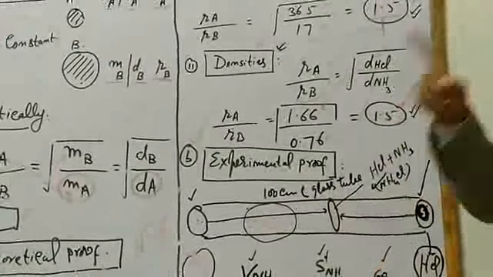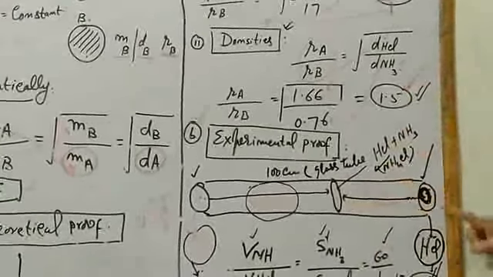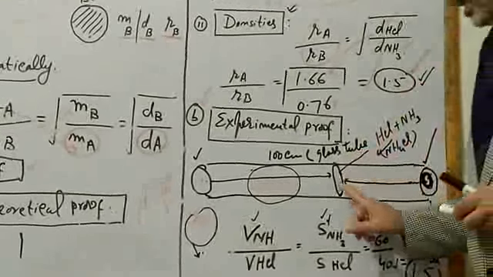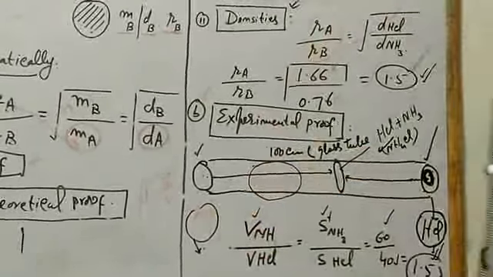The white ring of NH4Cl which is formed is near to what end? So it is near to the HCl end and it is away from the ammonia end.